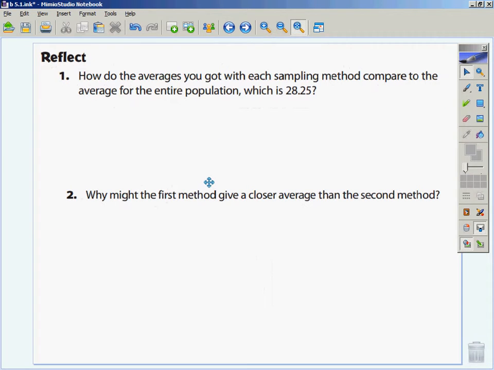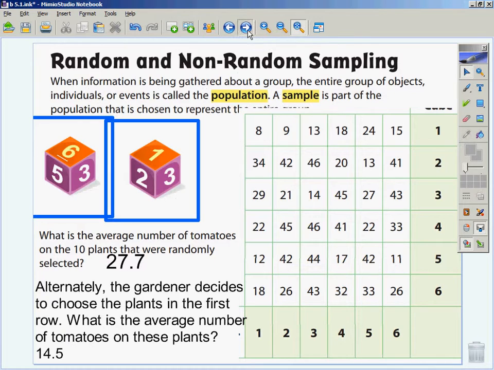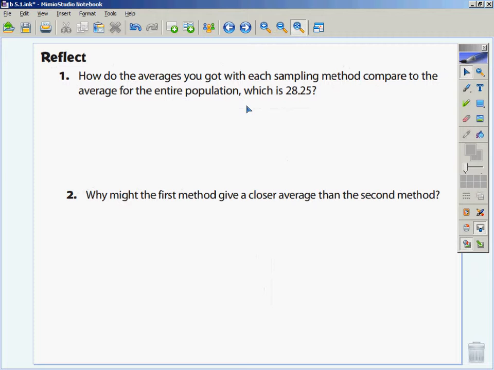If you flip to the next page, you're going to see where it says reflect. How do the averages you get with each sampling method compare to the average of the entire population, which is 28.25? We ended up with 27.7 and 14.5. This was the first method. This was the second method. They said the entire population's average was 28.25. How do they both compare? How do they compare to this?